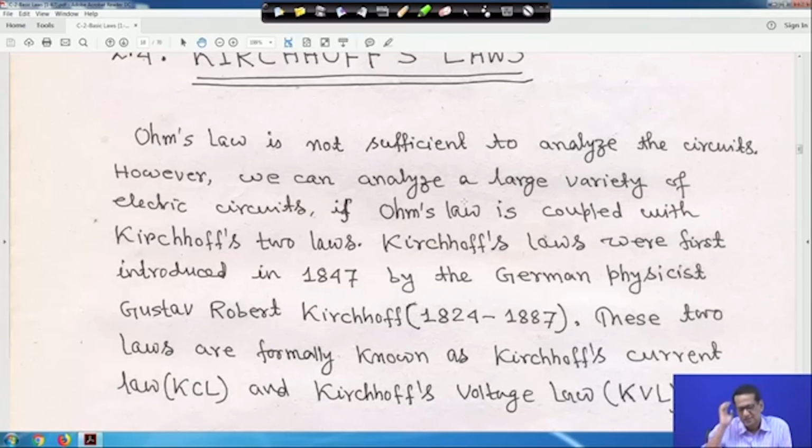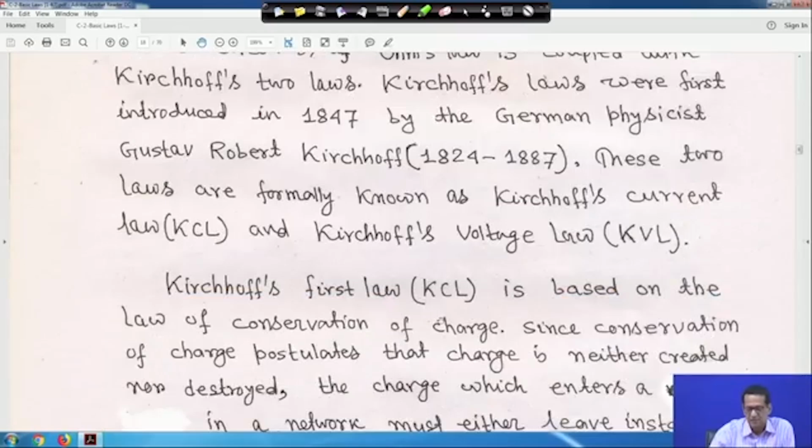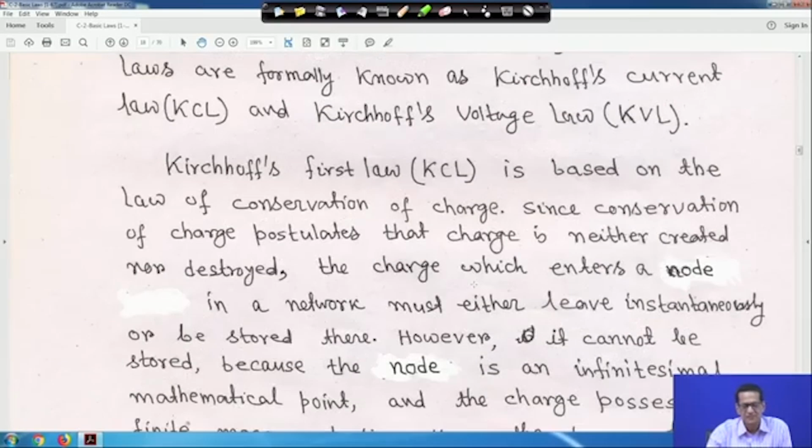Kirchhoff's laws were first introduced in 1847 by the German physicist Gustav Robert Kirchhoff. His lifespan was 1824 to 1887. These two laws are formally known as Kirchhoff's current law, that is KCL, and Kirchhoff's voltage law, that is KVL. Kirchhoff's first law is based on the law of conservation of charge.